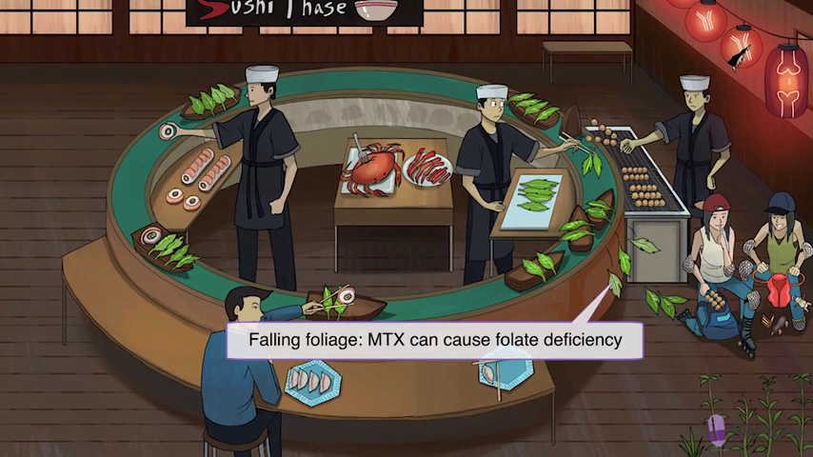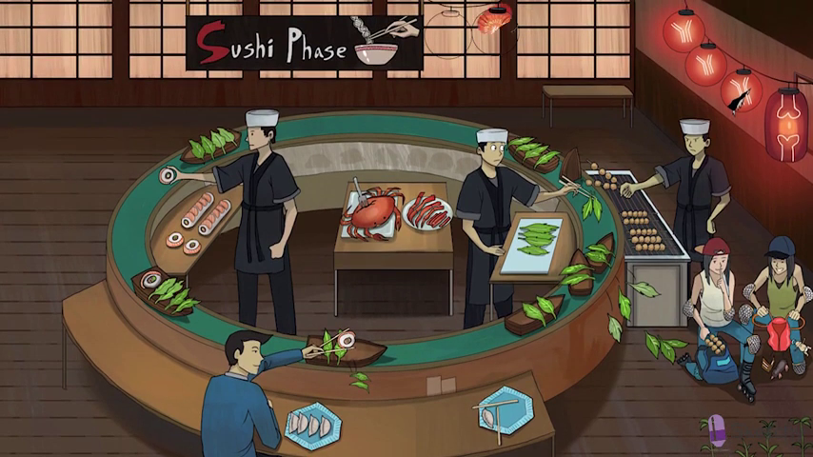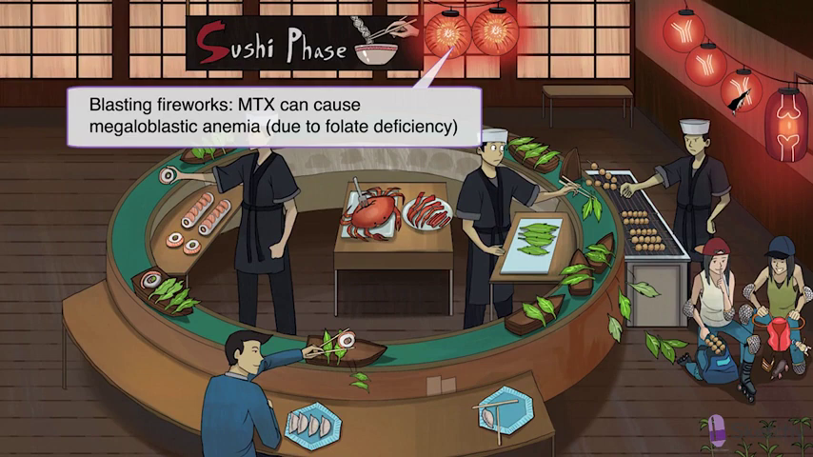And this can cause megaloblastic anemia, which is a form of macrocytic anemia in which nucleic acid metabolism is impaired, leading to reduced efficiency of cell division and nuclear cytoplasmic dyssynchrony. Our recurring symbol for megaloblastic anemia? A megablast of fireworks, of course.